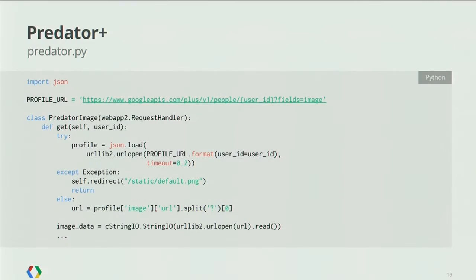So I'm using this timeout, and finally I'm using this new C-implemented JSON module that's available in Python 2.7 that parses the Google Plus profile. The rest of the code, it's not new.